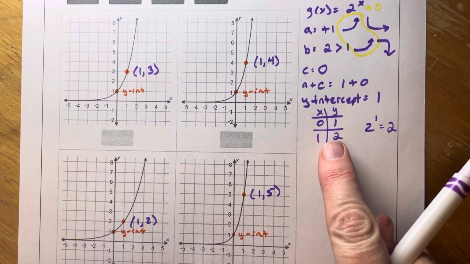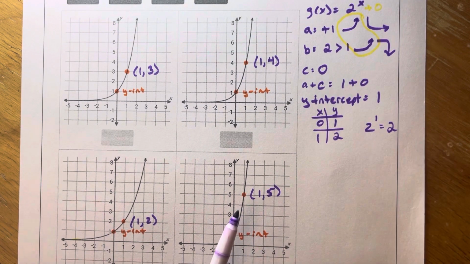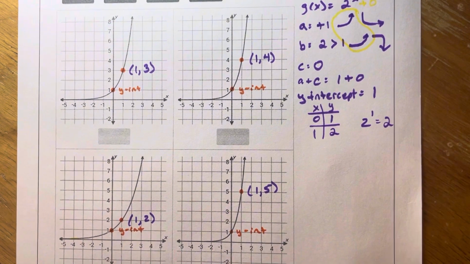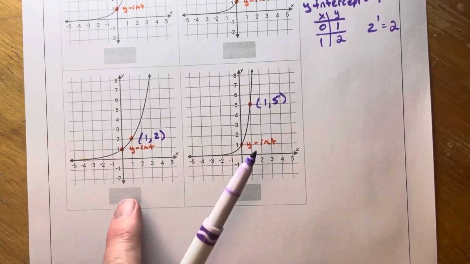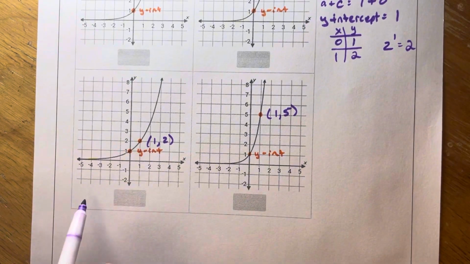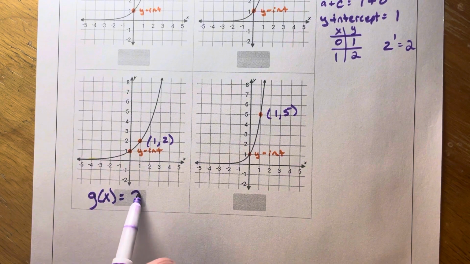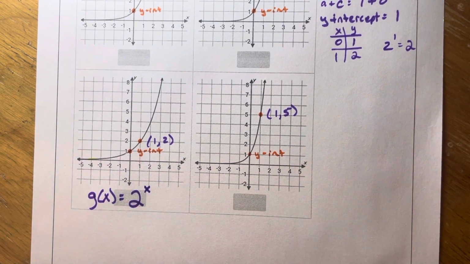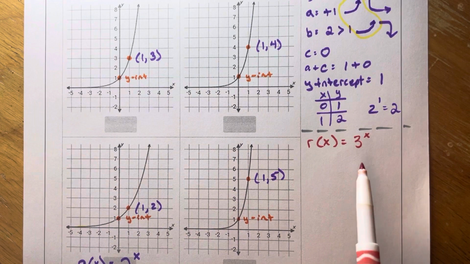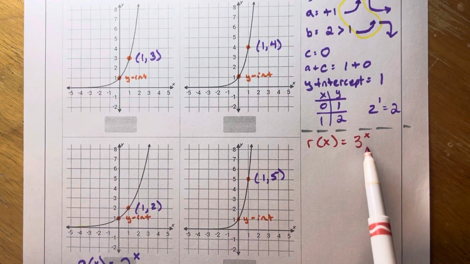So now we know what the height is, what the coordinate point is whenever x is equal to 1. And there it is. There's the one that we need. It's right down here at the bottom. And so we can say that this bottom graph is our g of x, which equals 2 to the x power. Let's analyze our second equation that we need to process.